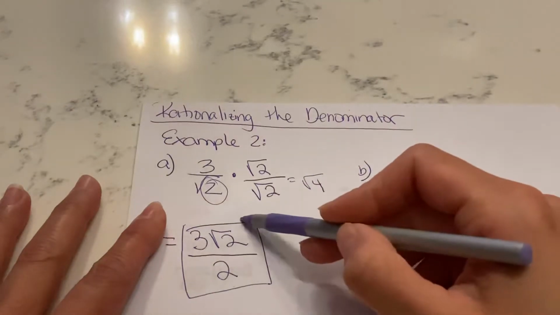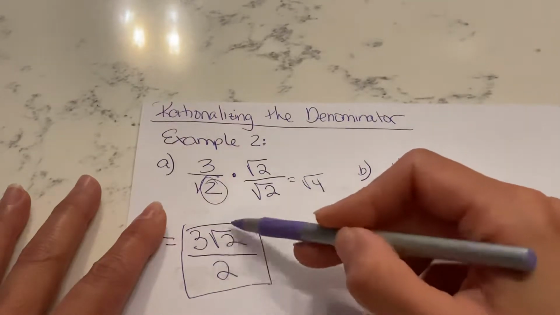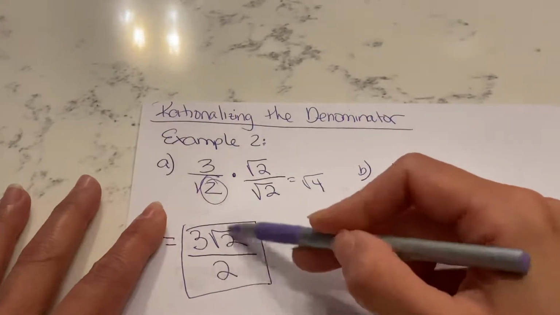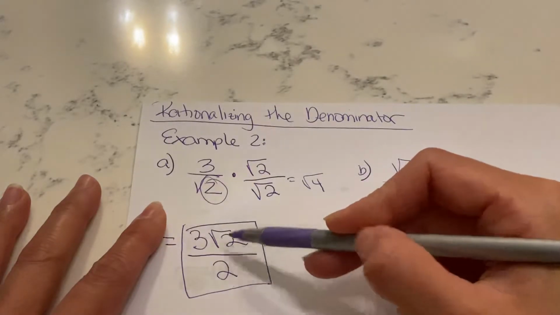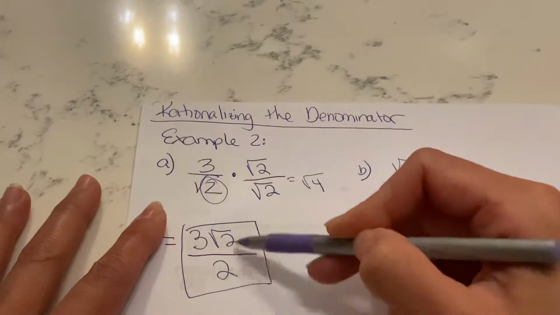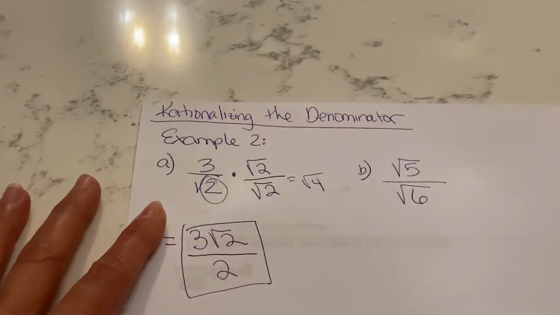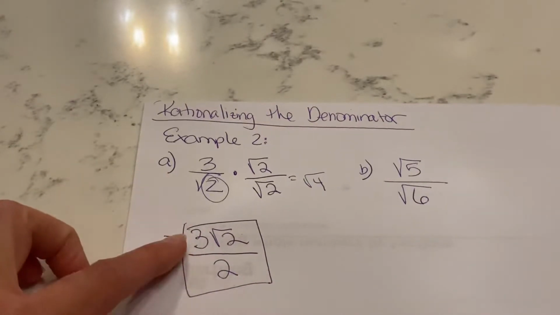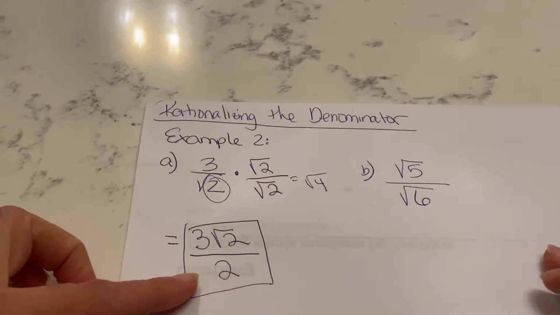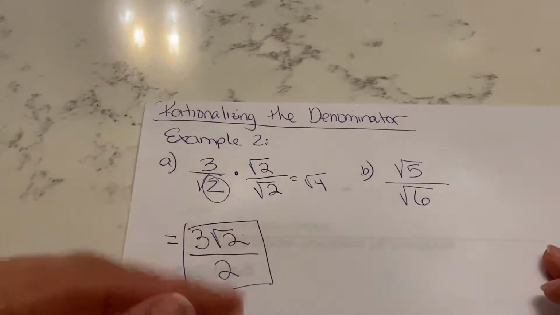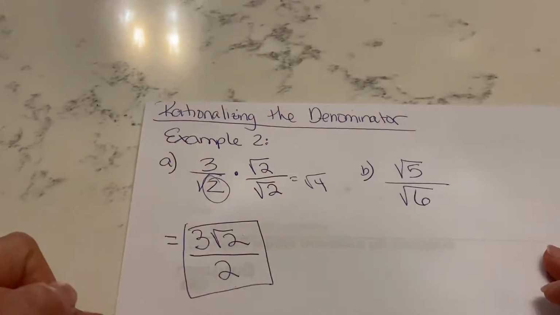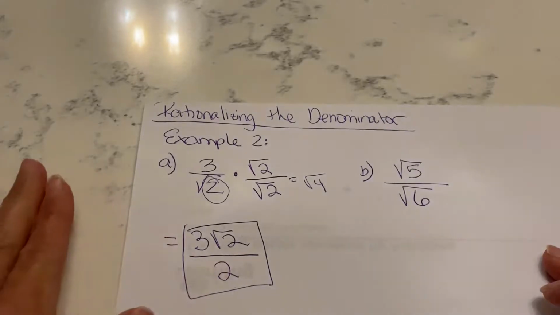Now, this is your final answer. Do not cross these two numbers out. You cannot cross these out. They don't divide. One is inside the radical and the other one is outside. They have 2 different values, so therefore you cannot divide them. So your final answer is 3 radical 2 divided by 2. All right, and that's it. You're done. How do I know I'm done? I'm not able to divide anything, and I don't have a radical in the denominator.